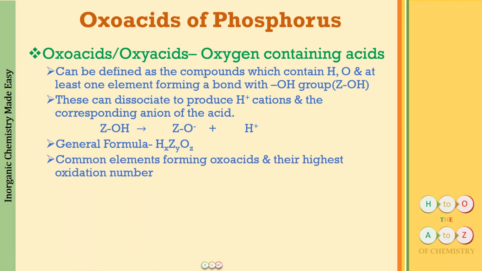Now, which are the elements which can form these oxoacids? So I'm going to give you a few common elements which form oxoacids. Along with that, I'm going to give their highest oxidation number. Why the highest oxidation number? Just now I'll tell you.